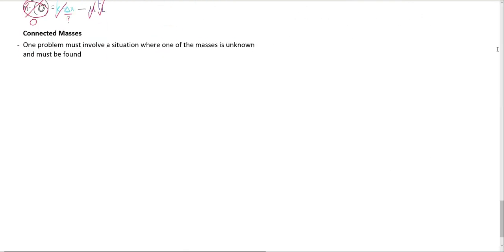Let's look at connected masses. Connected masses has been this new topic that we've covered during our distance learning. Thing is that it doesn't apply anything super brand new. All it's doing is making us expand our view of more than one object. So let's try to make a connected masses problem. One problem must involve a situation where one of the masses is unknown and must be found.